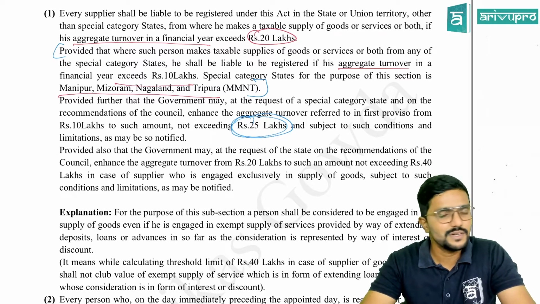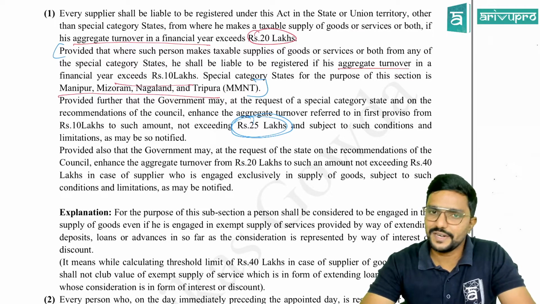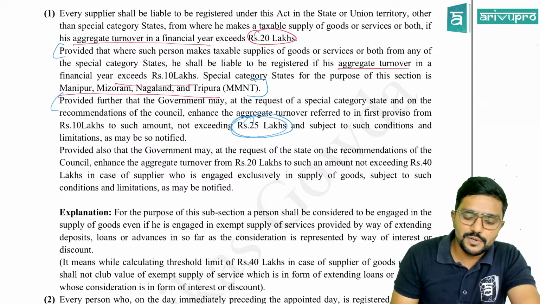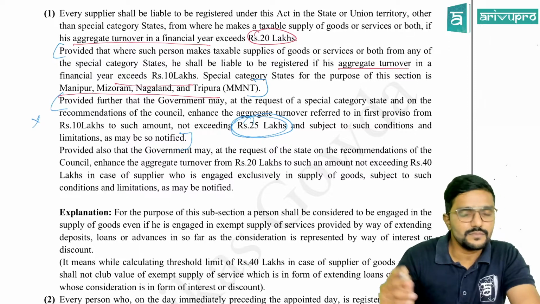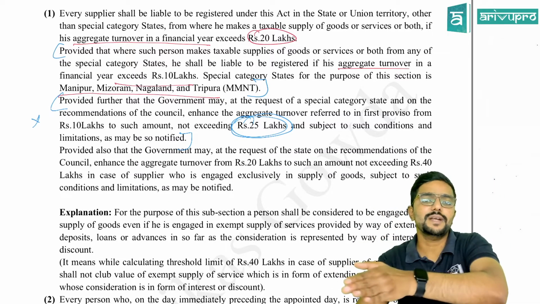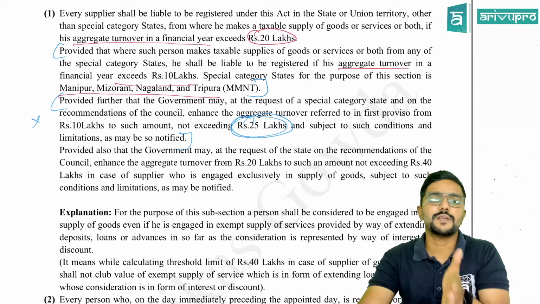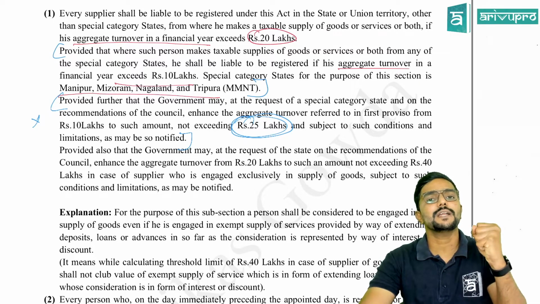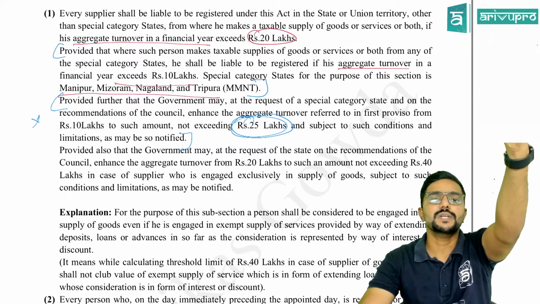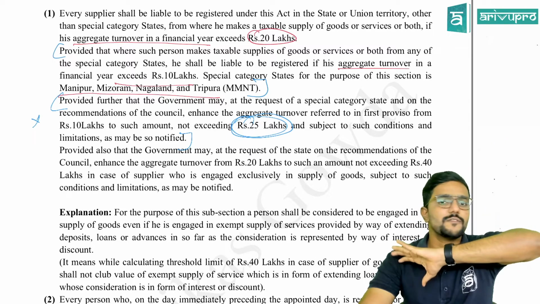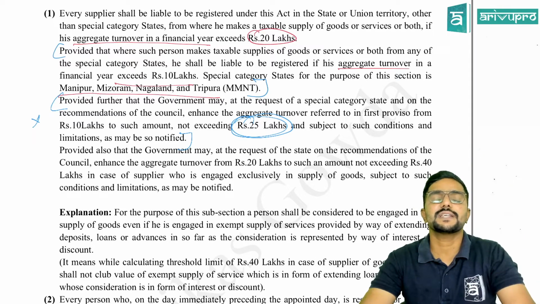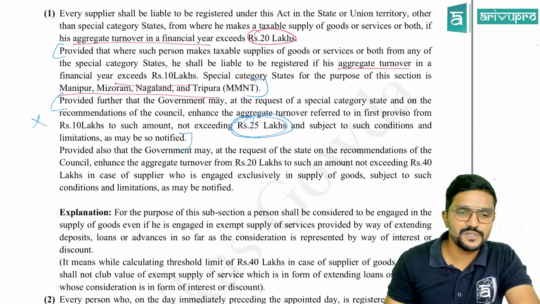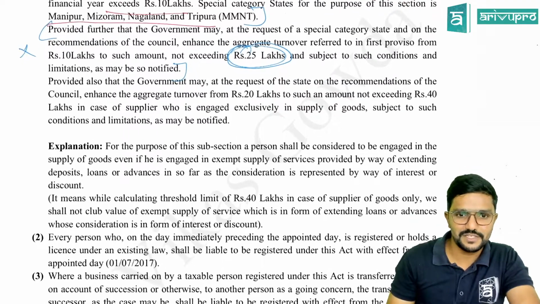So as of now, it has not been requested. So the government has not increased this limit, guys. So as of now, this provision is not relevant for you. Yeah, this is a power given to the government. At the request of the special category states, the government has the power to increase the 10 lakh limit to a maximum of 25 lakh only for special category states. But as of now, the limit applicable for special category states is 10 lakh only. It has not been increased. So this proviso is not relevant for us from the exam point of view.